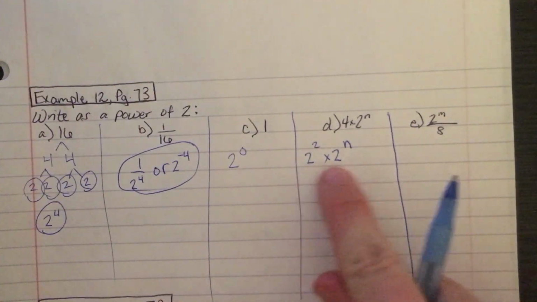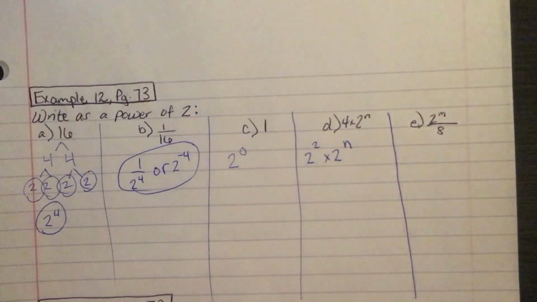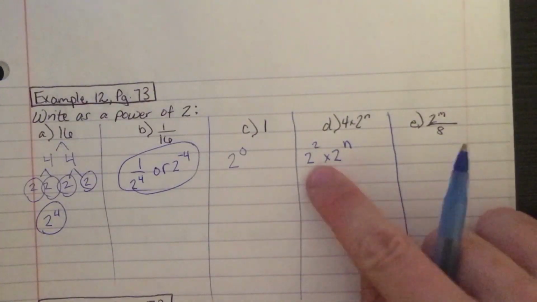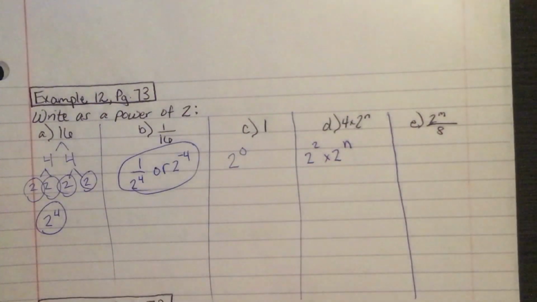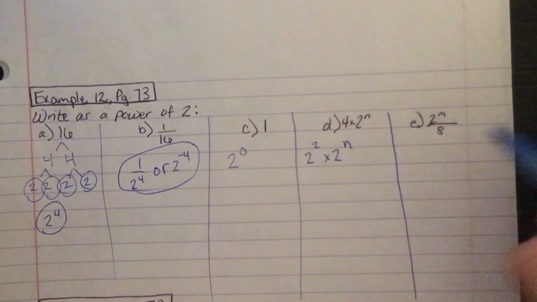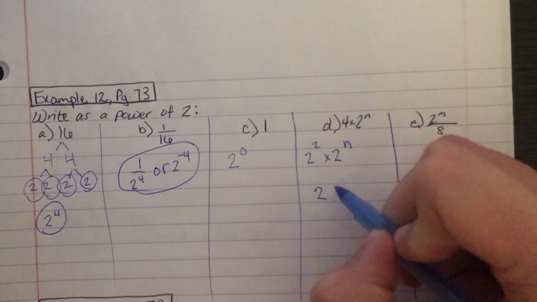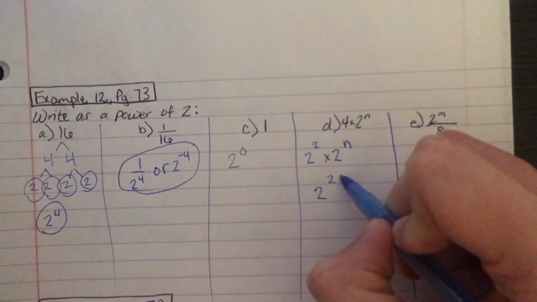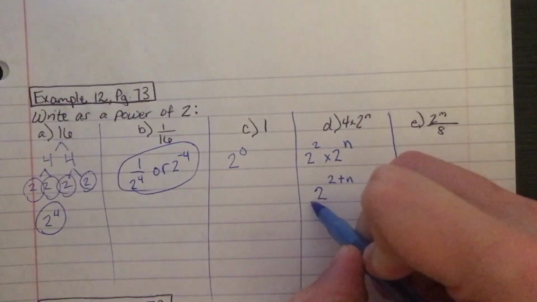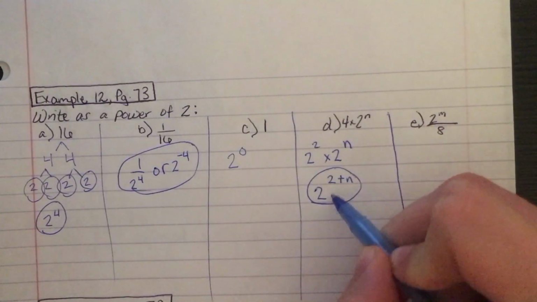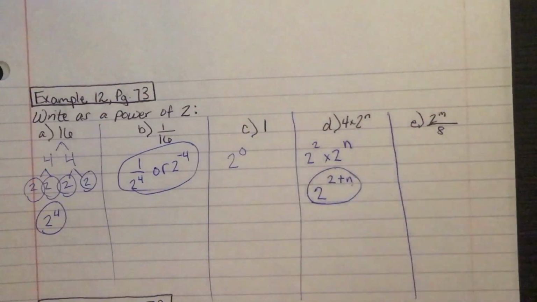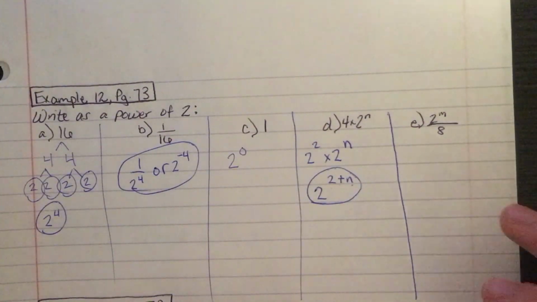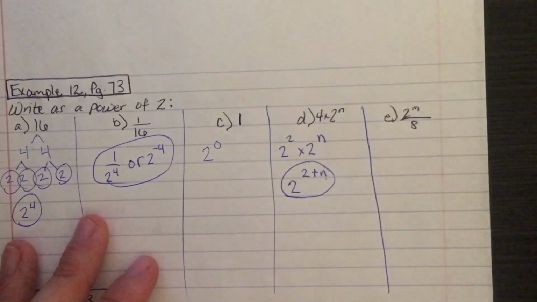Now, the thing is here, I want this as a single power. So think to yourself real quick. When we've got multiplication of powers, what do we do with those exponents? So what we do is that we combine those exponents. So we're going to write this as 2 to the 2 plus n power, which is, we don't know what n is, which is fine.